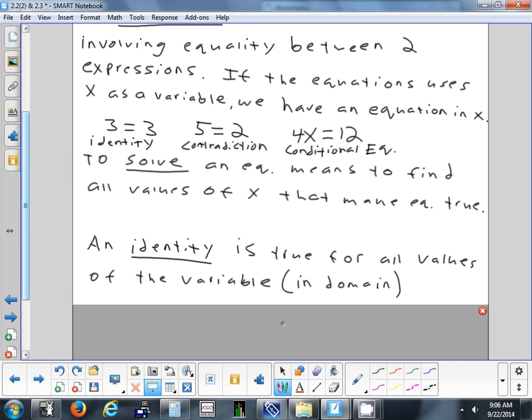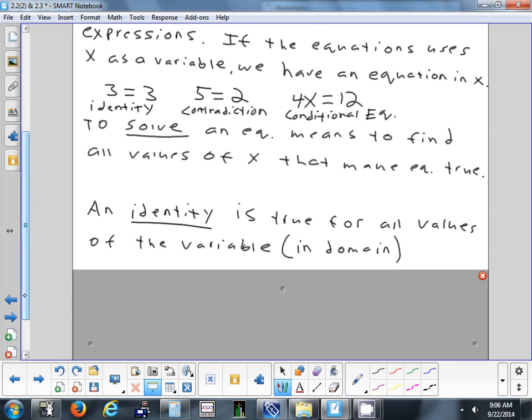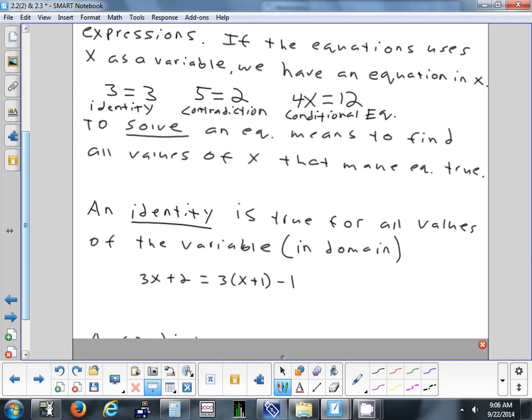All right, so an identity, we said earlier, is an equation that is true for all values of the variable. Later on, when we start trig, we'll study some identities in trig. Here's an example of an identity. You have 3x plus 2 on the left, and if you distribute this out, you have 3x plus 2 on the right. You have the same thing on both sides. You'd end up with 2 equals 2 if you start to solve that.